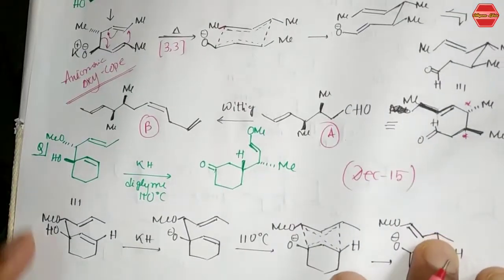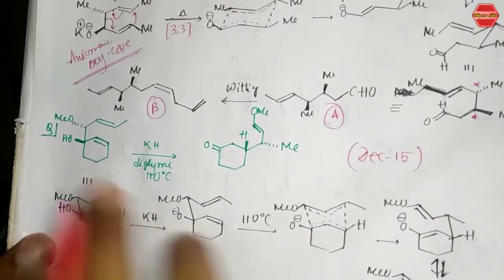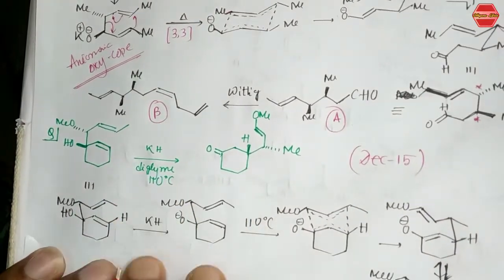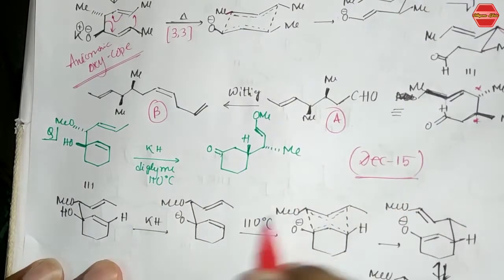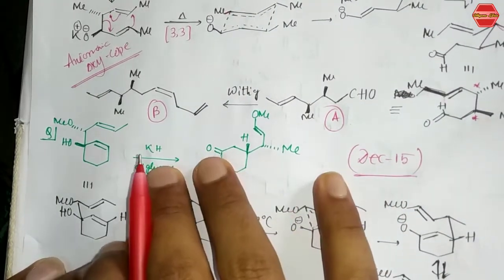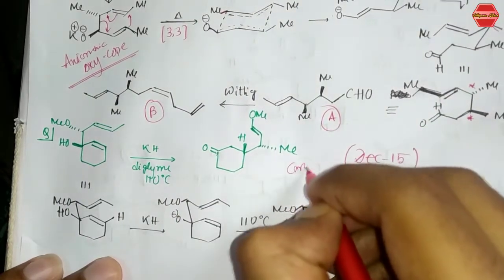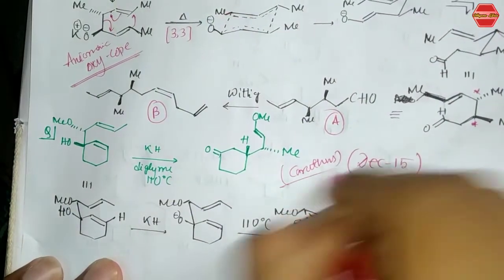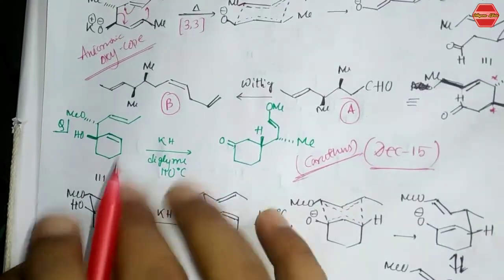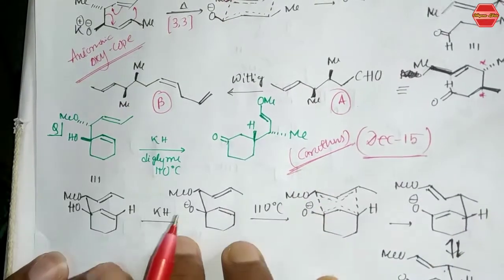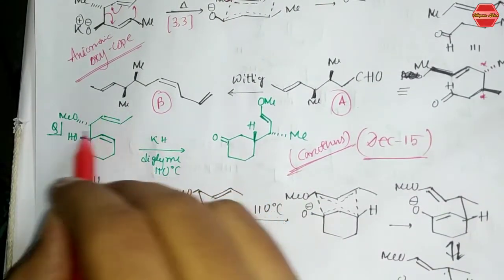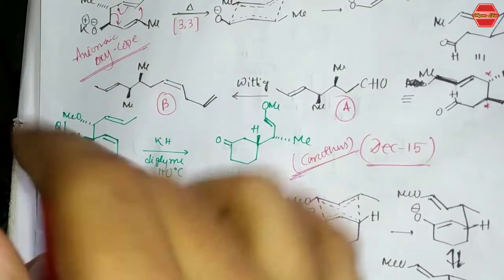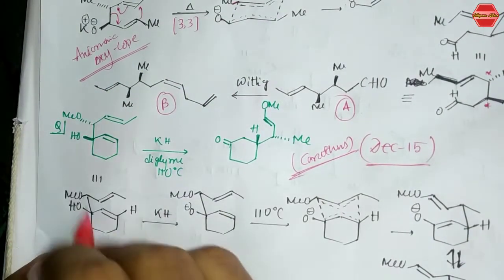Now the next question that is given to you is this one. The question says that you have to predict the final product, and the question came in December 2015, and it was taken directly from the Carruthers book. Now how can you proceed with this? Follow this reaction: if you look at this type of structure very carefully, then you can find that you can write this structure in this way.